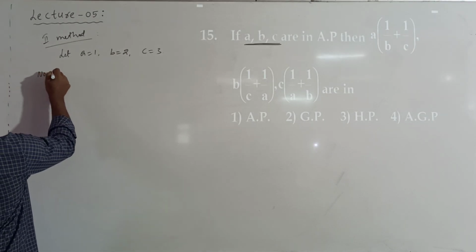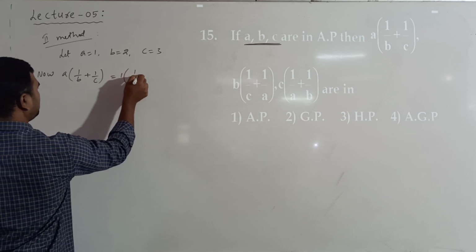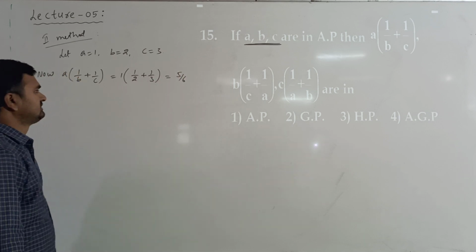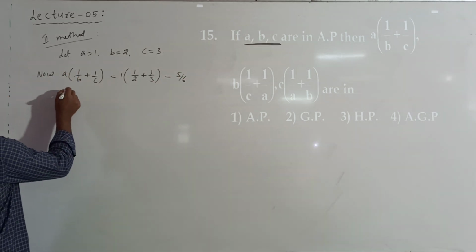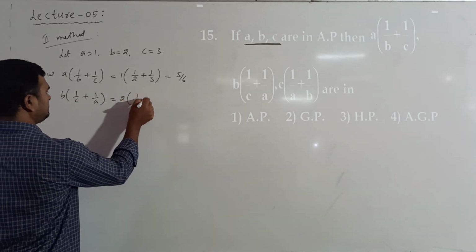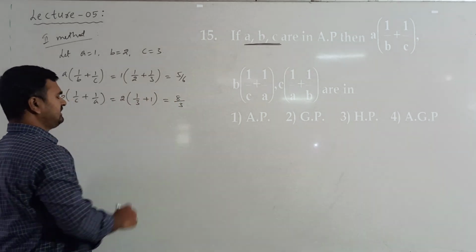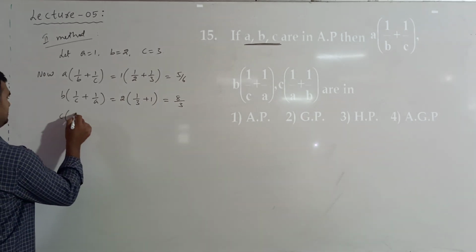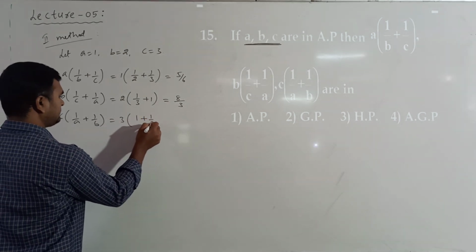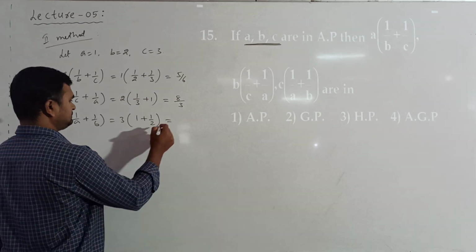Now what is A into 1 by B plus 1 by C value? 1 into 1 by 2 plus 1 by 3, which is 5 by 6. B into 1 by C plus 1 by A value, 2 into 1 by 3 plus 1, value 4 by 3 into... it is 8 by 3. C into 1 by A plus 1 by B value is 3 into 1 plus 1 by 2, 9 by 2.